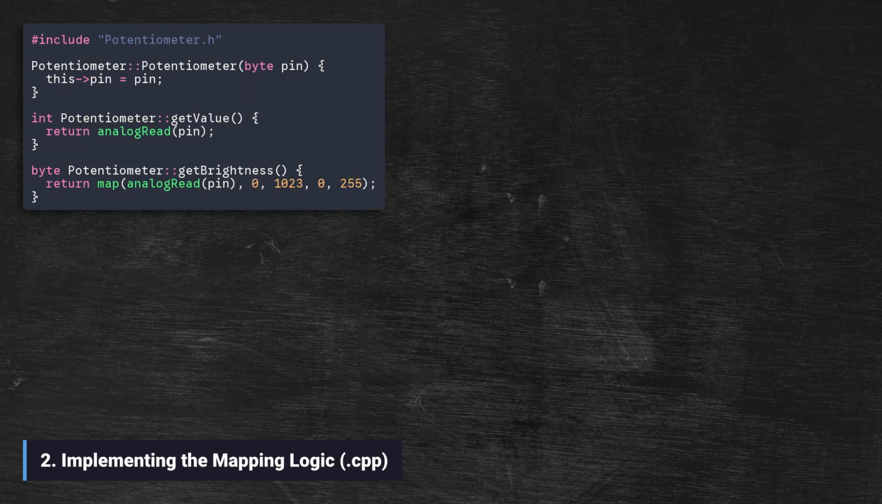In the implementation, the getBrightness method is the most useful. We use the Arduino map function to convert the 10-bit analog input into an 8-bit value suitable for the analogWrite functions we used in our LED class. This keeps the math inside the object and away from our main sketch.